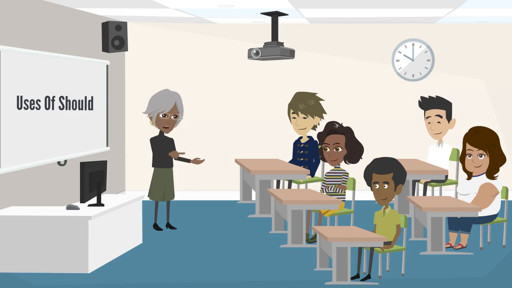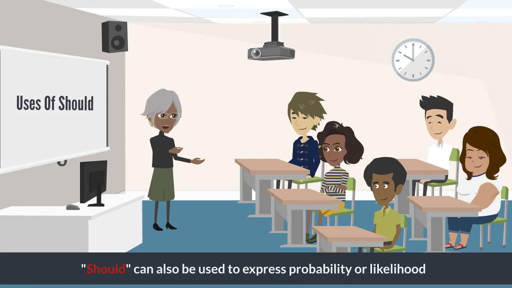Now, let's explore the third use. Should can also be used to express probability or likelihood. It helps us talk about what is likely to happen or be true. For example, it's raining heavily, so he should be carrying an umbrella, or the train should arrive at 7 p.m.